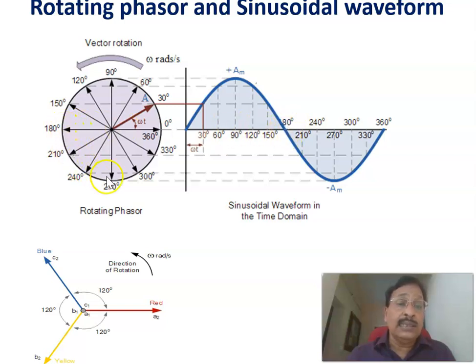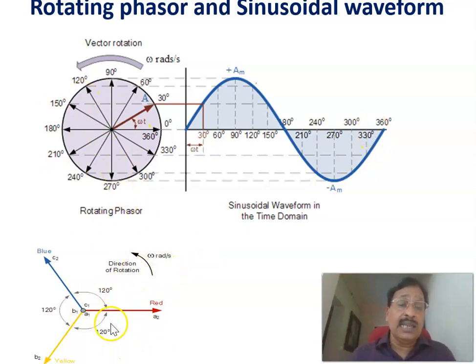Then it keeps rotating, and once it reaches 270 degrees, there is the minus maximum voltage. Again it comes back to 0. Therefore, once the phasor has rotated through 360 degrees, the voltage has changed in a sinusoidal fashion like this. This corresponds to 0 degrees, 180 degrees, and 360 degrees. This is for a single phasor, or single vector.